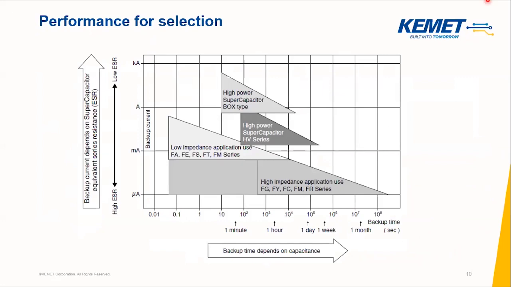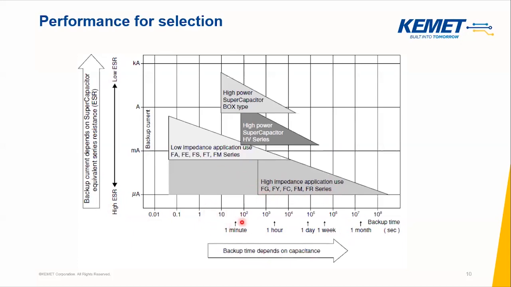When it comes to the performance for selection, one of the most important things is that we want to choose the right capacitors and the right series for your application. This graph is one of the basic ones that can help you look through which series you need to look for. If you're looking for a higher backup time, as you can see here from 1 hour to even 1 month, you need to look for the high impedance application use series, which are listed here.